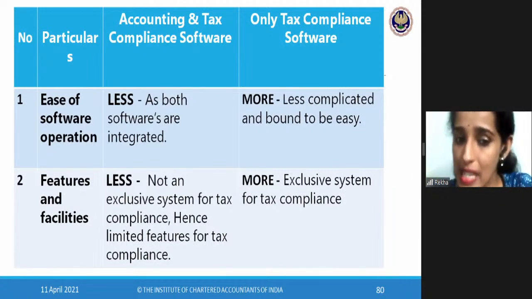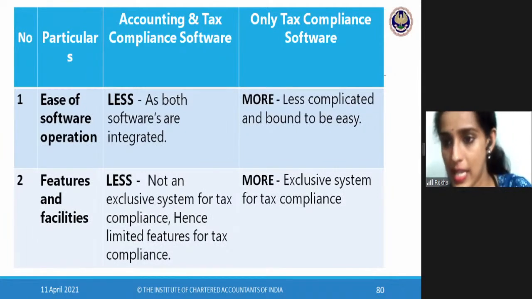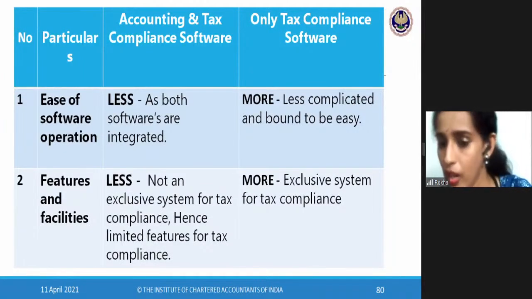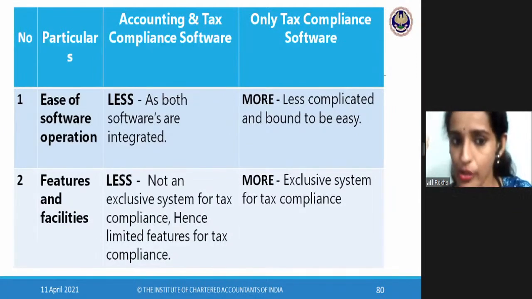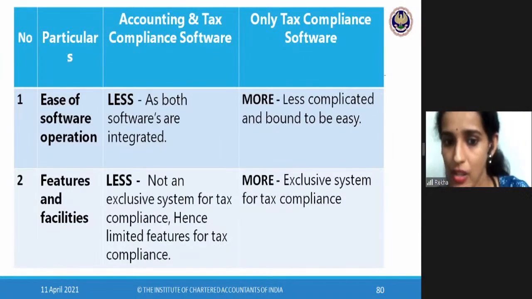Now, which one is easy to operate? Easy to operate means if you have a particular software only for doing your tax computations or compliance, the ease of usage is better because you don't have to worry about the accounting part, right? Only compliance with respect to tax will be fully taken care of and will be easy to use also. So ease of operation wise, your tax compliance software is better, and also features and facility only related to tax compliance will be there. So more exclusively pertaining to tax. It is not taking care of your accounts also. It is only pertaining to tax.